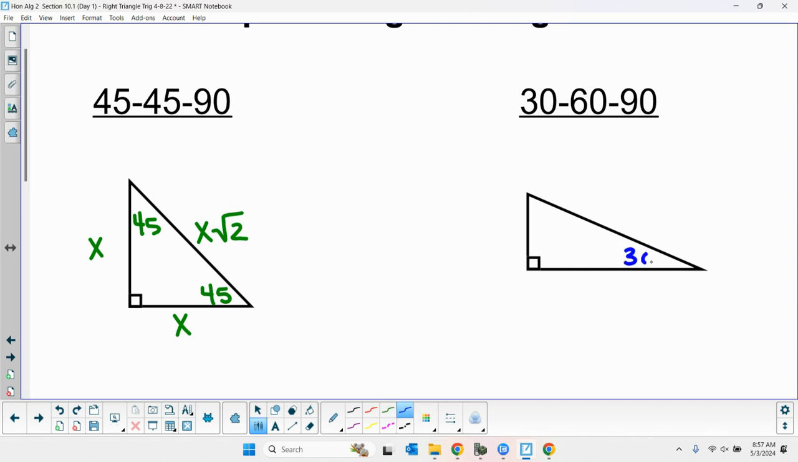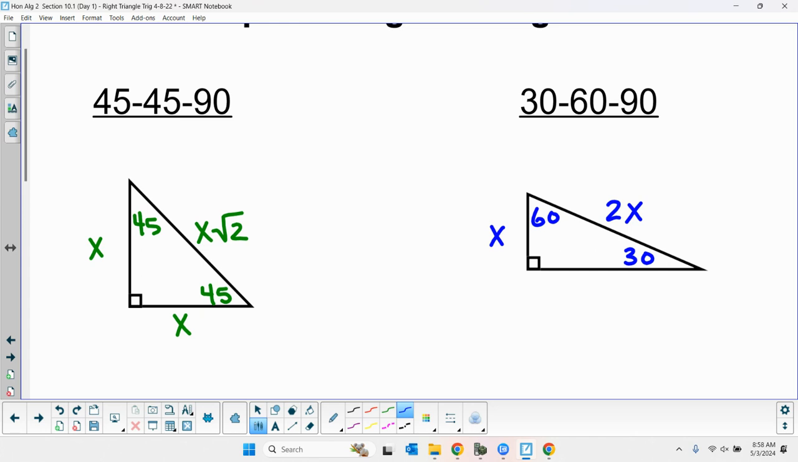30, 60, 90. Okay. We call this one the short leg. So whatever, that's a 2. The hypotenuse is always twice as long. So what would it be? If that's a 2, that would be a 4. If that's a 10, that's a 20. So if that's x, this is always twice as long, 2x. Always in a 30, 60, 90.